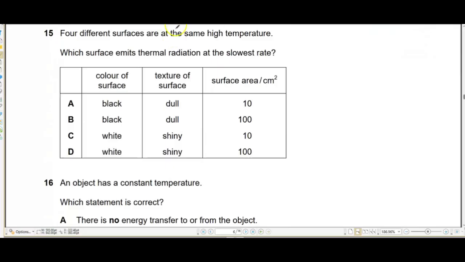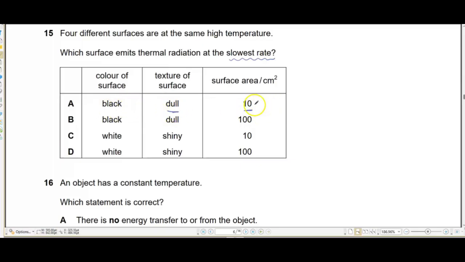Question number 15. Four different surfaces are at the same high temperature. Which surface emits thermal radiation at the slowest rate? When the surface is black and the surface is dull, this is going to radiate at the highest rate. And surface area also matters. Greater the surface area, greater the rate of radiation.